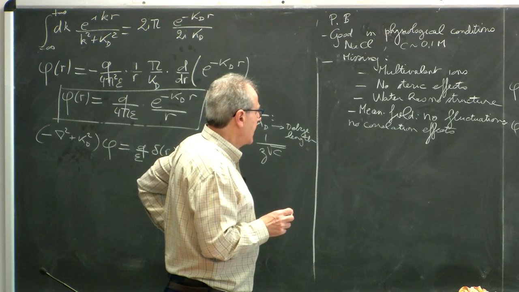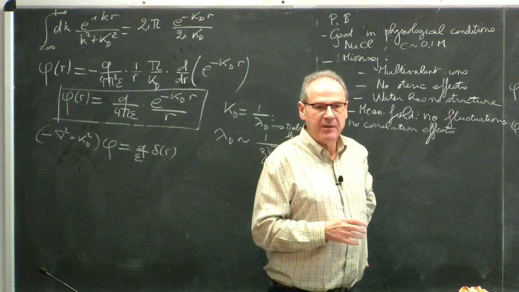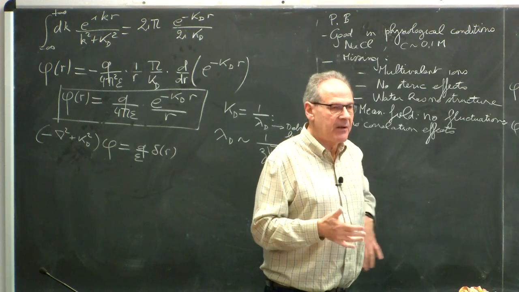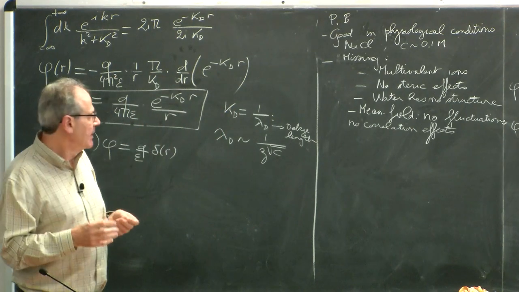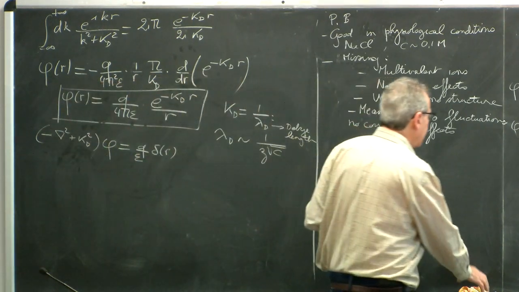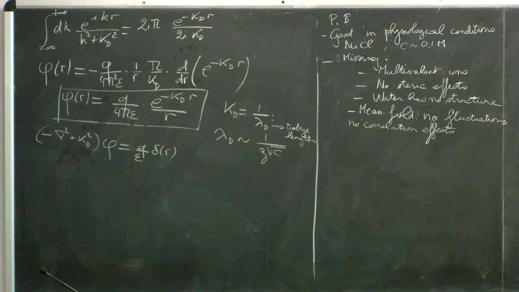Okay. So, any question about all this? So now the question is: how do you calculate the free energy of the Poisson-Boltzmann, or in the Poisson-Boltzmann approximation?